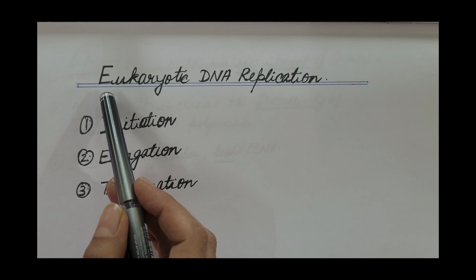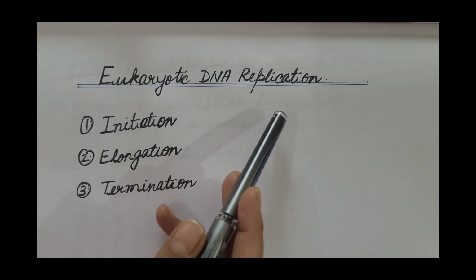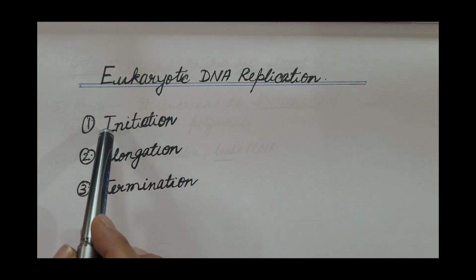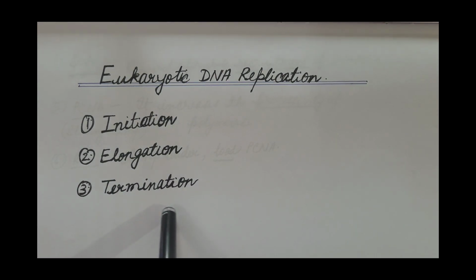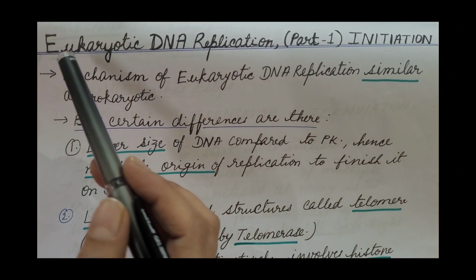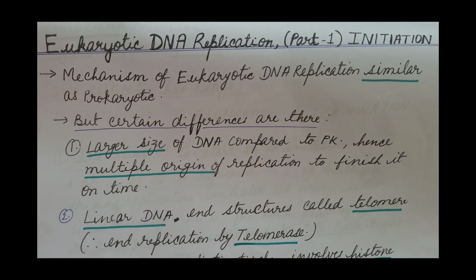In this video, we are going to discuss eukaryotic DNA replication. We will discuss all the three steps: initiation, elongation and termination of replication in detail. Now let us see the initiation step of eukaryotic DNA replication.